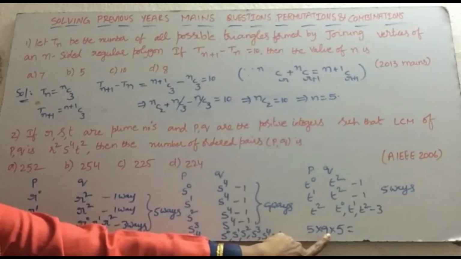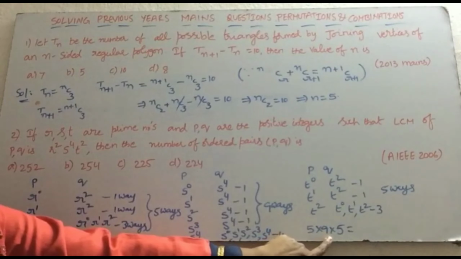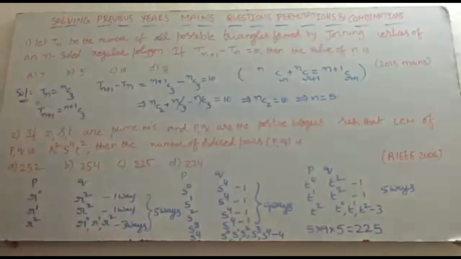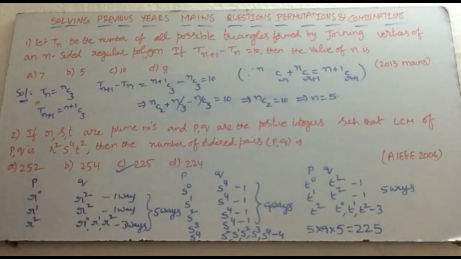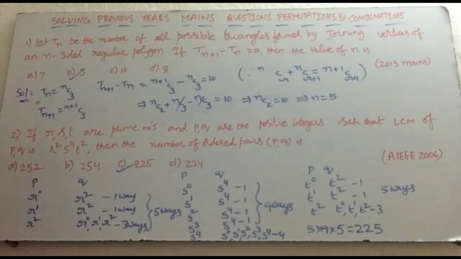5 nines are 45, and 45 fives are 225. So here option C is correct. And from the first one, n is equal to 5, option B is correct.